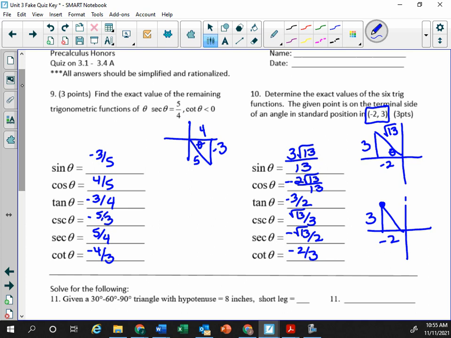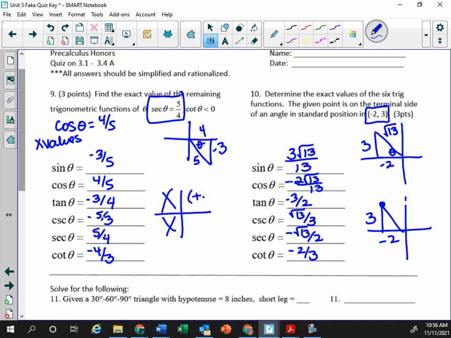Okay, so secant, that I know is like cosine, and that's positive. This is x values. I know that I only have positive x values in the 1st and 4th quadrant. Then I take that information and go, okay, and I need cotangent to be negative. 1st quadrant, nothing is negative, so it's not going to be there. So it's got to be the 4th quadrant. Because cotangent, remember, is x over y.